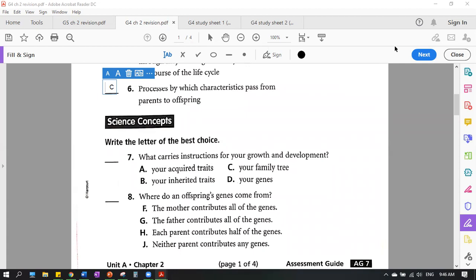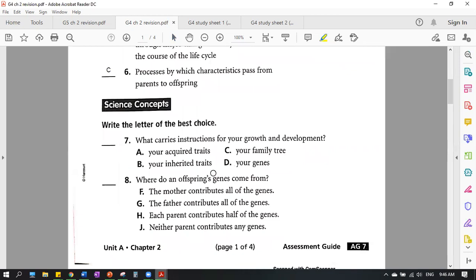Yes, your genes. Just give me a minute so I can highlight the answer for you guys. Can you still see my screen? Yes. So it's going to be your genes. Genes are the ones that carry your instructions. So again, guys, today we're having some new terms that will help us next year, inshallah. I hope you will still remember them then. Thank you, Lyanne, you're welcome.